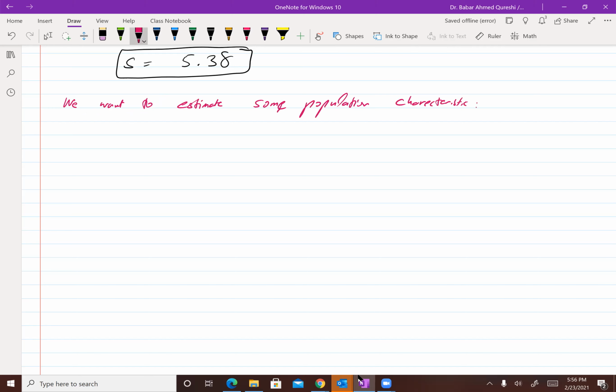It could be, for example, population mean, population variance, population proportion for some variable, and you want to estimate it using a sample.